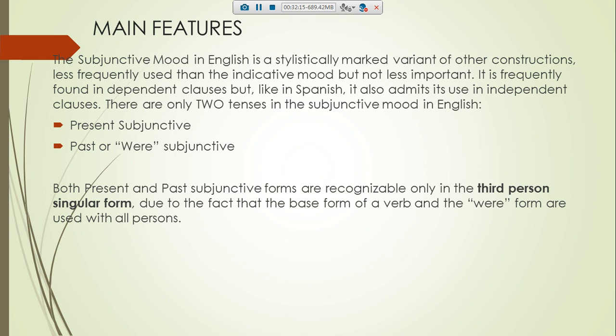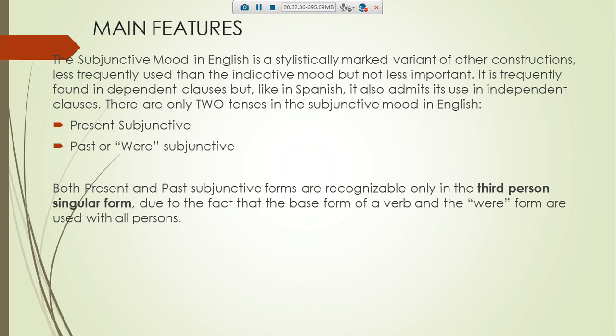Okay. Main features. The subjunctive mood in English is a stylistically marked variant of other constructions, less frequently used than the indicative mood, but not less important. It is frequently found in dependent clauses, but like in Spanish, it also admits its use in independent clauses.